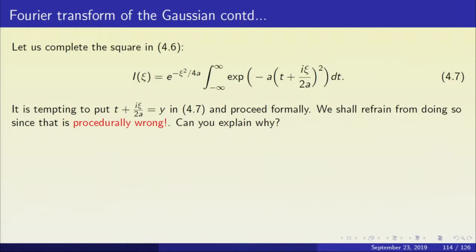Can you explain why the procedure is wrong? What really goes wrong with it? Why is it illegal to put t plus i chi by 2a equal to y? Please think about this, and we'll return back to this in the next module.